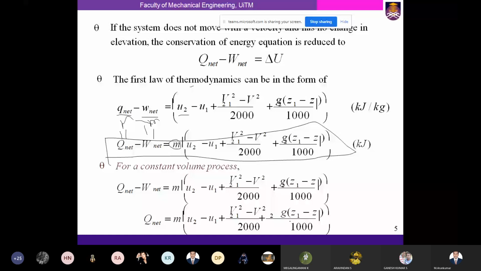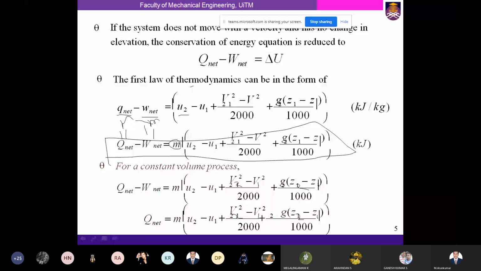This I will correct. Z2 and Z1, here V2, here V1. Also the same: V2 square minus V1 square by 2, and here g into Z2 minus Z1. So this is the energy equation for a constant volume process.